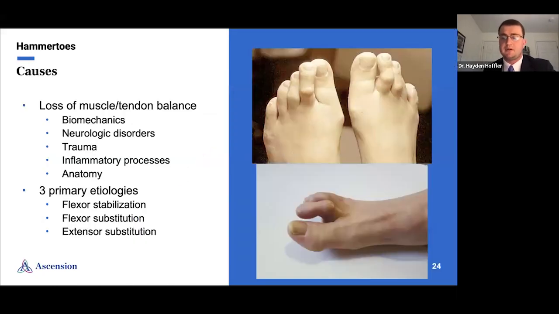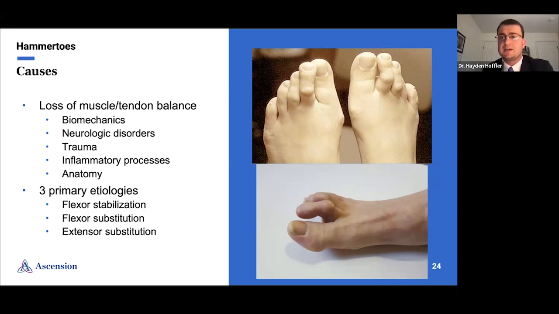So what causes some of the pictures that you're seeing here? The biggest thing, just like I talked about, is loss of muscle and tendon balance. And that can be due to biomechanics, foot structure, flat feet. Higher arch feet tend to cause these a little bit more. Neurologic disorders might cause some toe contractures, whether you're born with them or get them over time. And that could be something as simple as a stroke. Trauma as well, a toe injury due to something falling on it or stubbing it could cause the toe to actually permanently hammer down. Inflammatory process, a lot of the time is arthritic conditions. So psoriatic, rheumatoid arthritis, some of those conditions can cause toe deformities as well.